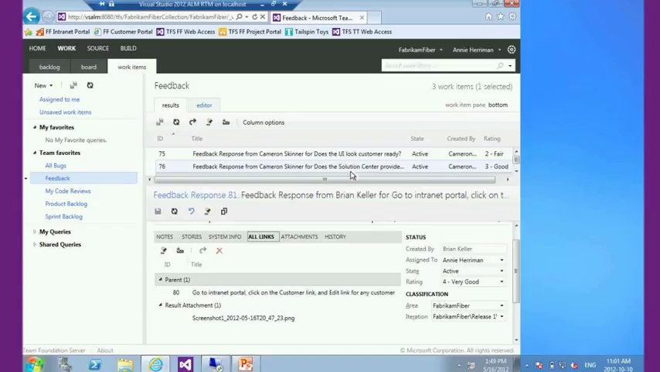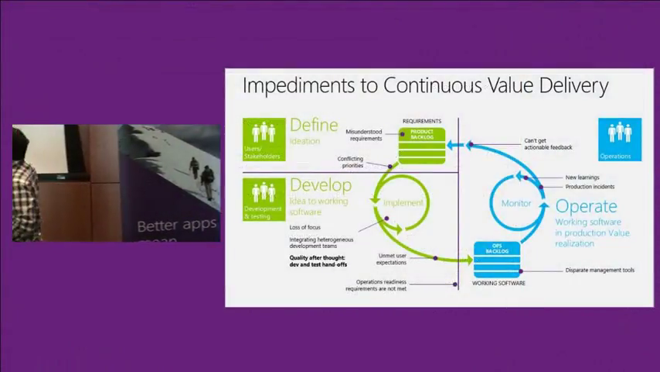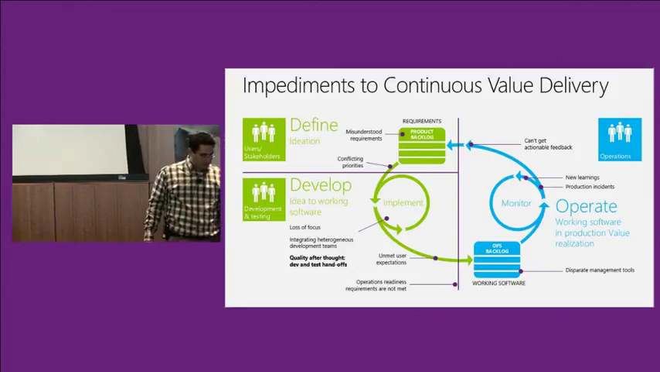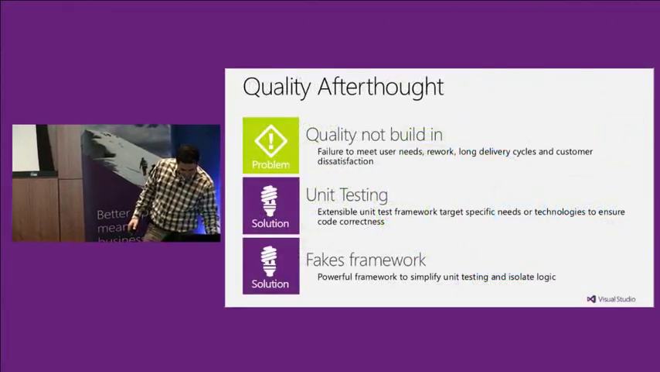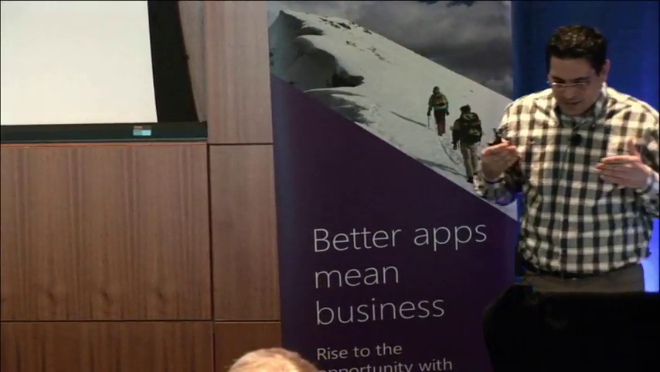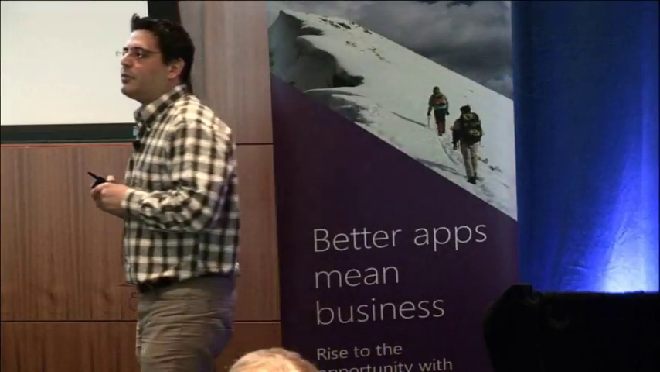Okay, so let's talk about the quality afterthought impediment. Quality is not something that you can test into an application. It has to be built in. In modern development practices, we use testing in order to detect problems as early as possible. And unit testing is one of the developers' first tools.